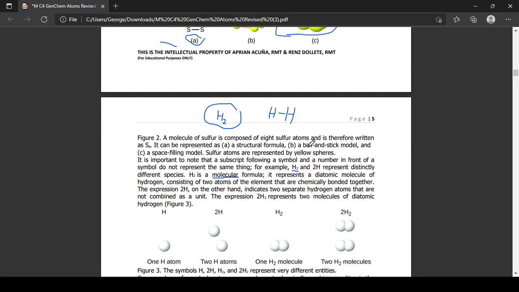The expression 2H is different. Kids, your 2H has no subscript, and the number 2 comes before the H.